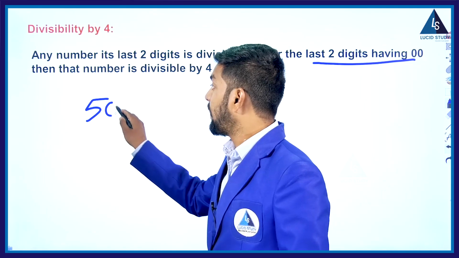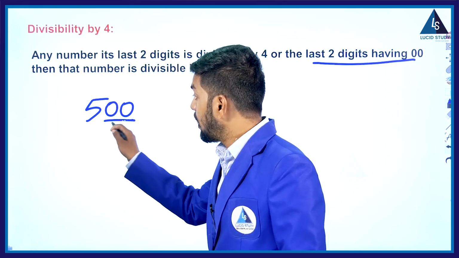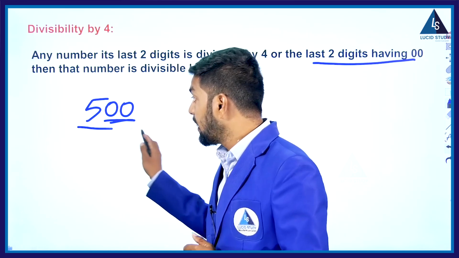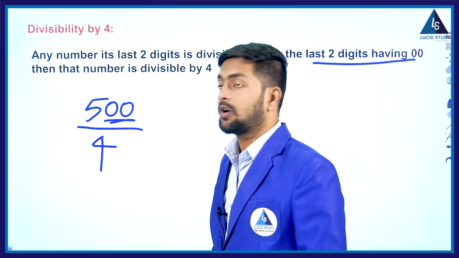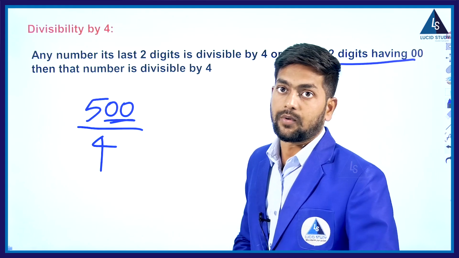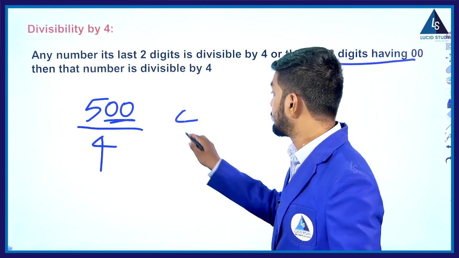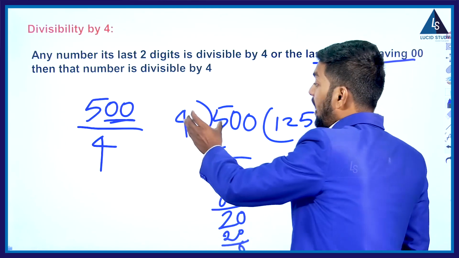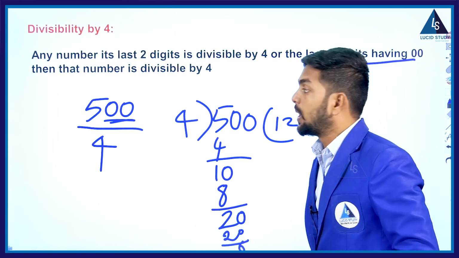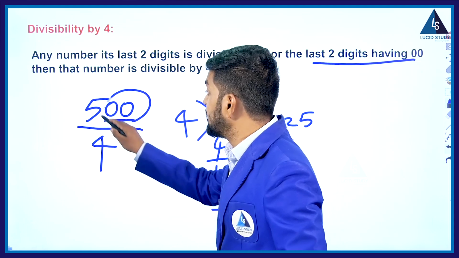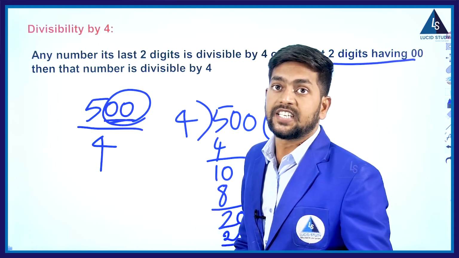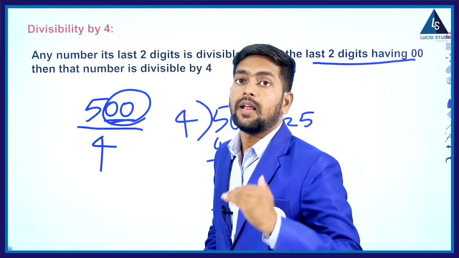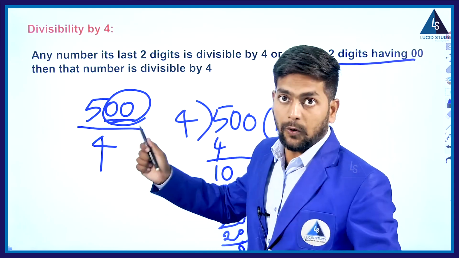Next, if the last 2 digits are 2 zeros, then that number is divisible by 4. I am taking 500. Here the last 2 digits are 2 zeros. So is this 500 divisible by 4 or not? We have to find out. So 4 is dividing 500. If the last 2 digits of a number are 0, then that number is divisible by 4.